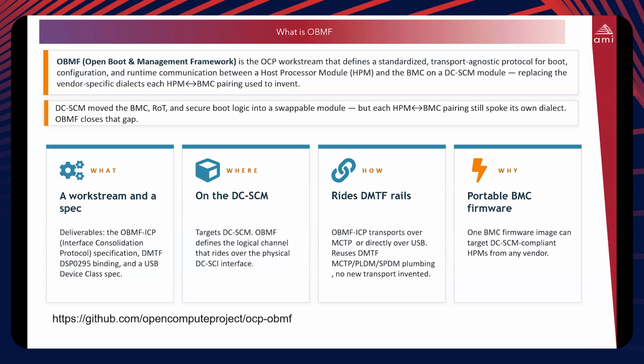DC-SCM moved your RoT secure boot logic into a swappable module, but the pairing is still needed, and OBMF is basically trying to close that gap. So it's trying to decouple the hardware and software. It tries to be independent of any kind of pairing, any kind of pin mapping, anything that you see today in the DC-SCM. It's trying to take all of this out, right? How is it doing it?